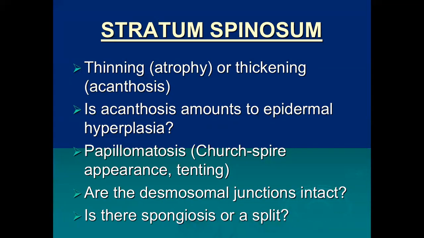Then there is another term which is used, which is called papillomatosis. I will explain to you what is papillomatosis, which is also called the church spire appearance or tenting. And then in the stratum spinosum, you are also going to comment on whether the desmosomal junctions are intact, or whether there is any spongiosis or intercellular split.